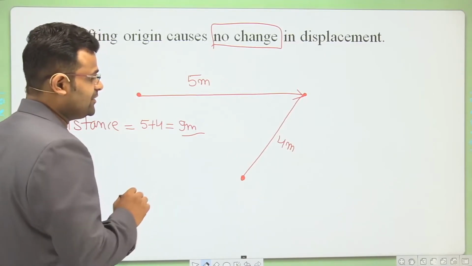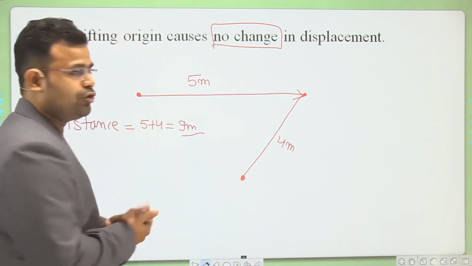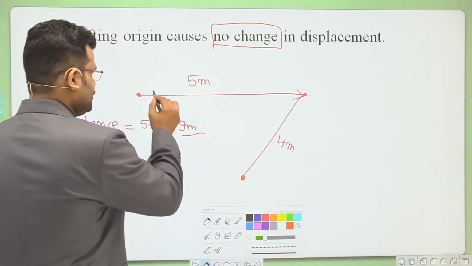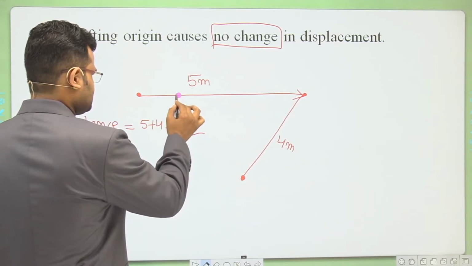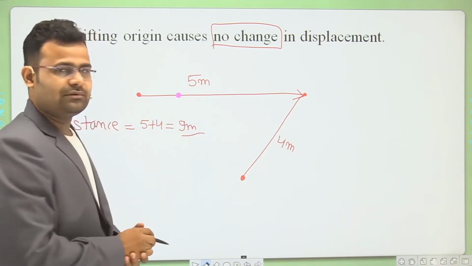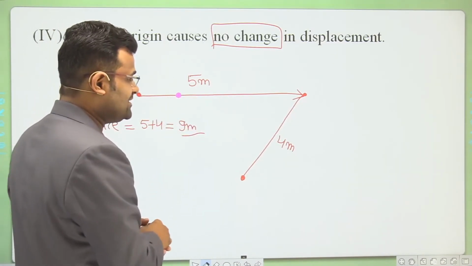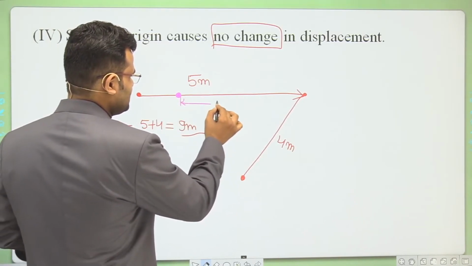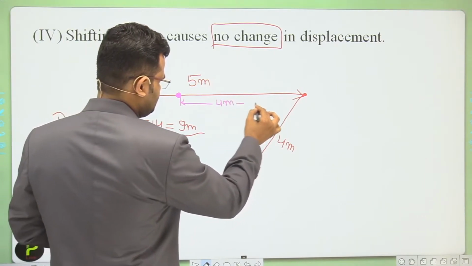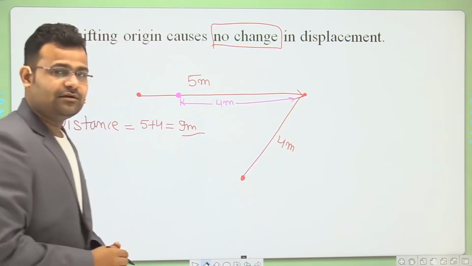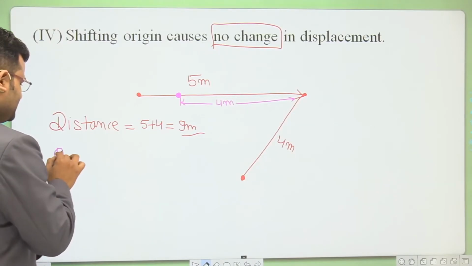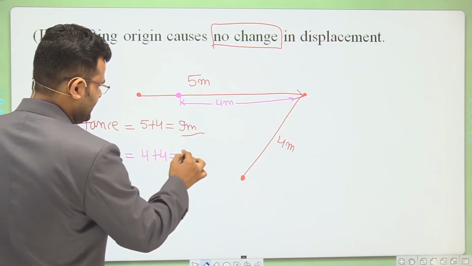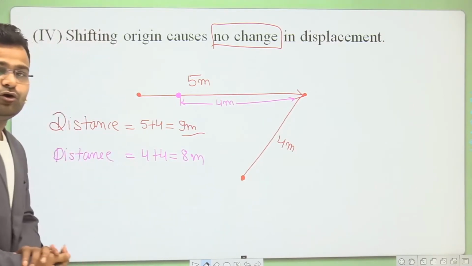Okay. Now, dear students, if we change the origin, first we consider the origin here. After that, we change the origin to that point. Now, is the distance changed or not? The distance remaining is 4 meter. Now the distance becomes 4 plus 4, that is 8 meter. Distance will be changed when we change the origin.